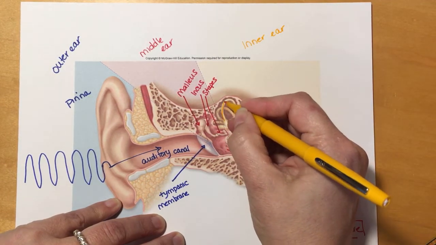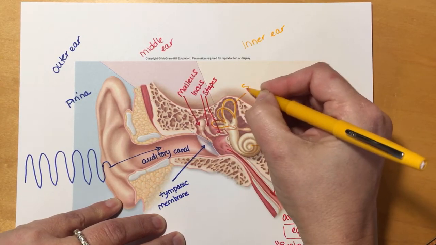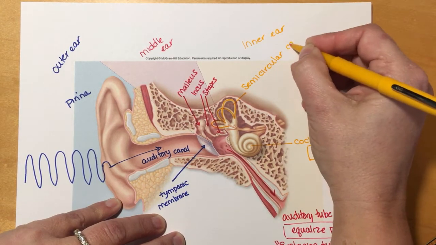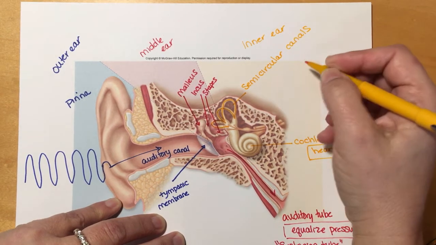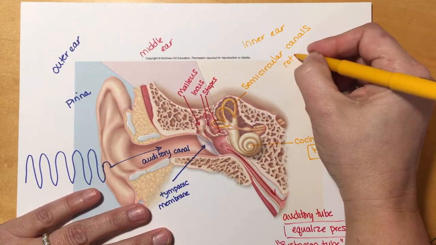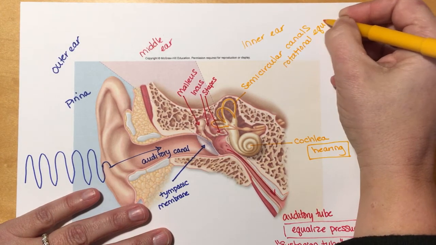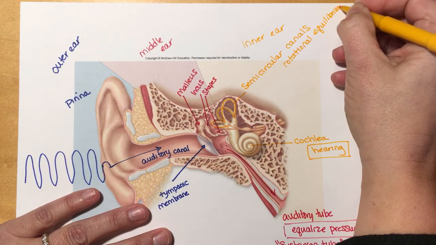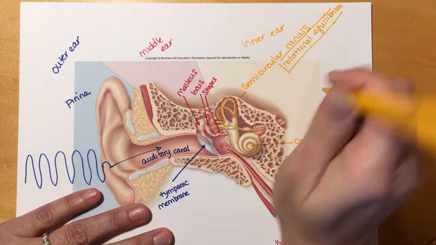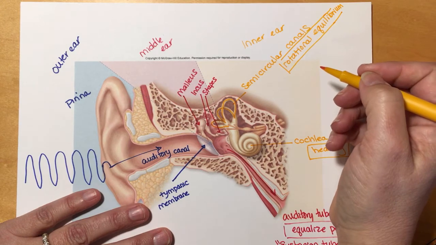And this structure over here with these sort of loops of bone, those are called the semicircular canals. The semicircular canals, their function is to help you in something called rotational equilibrium. This is spinning or moving your head around in a circle in space. The semicircular canals will help you pick up that motion.